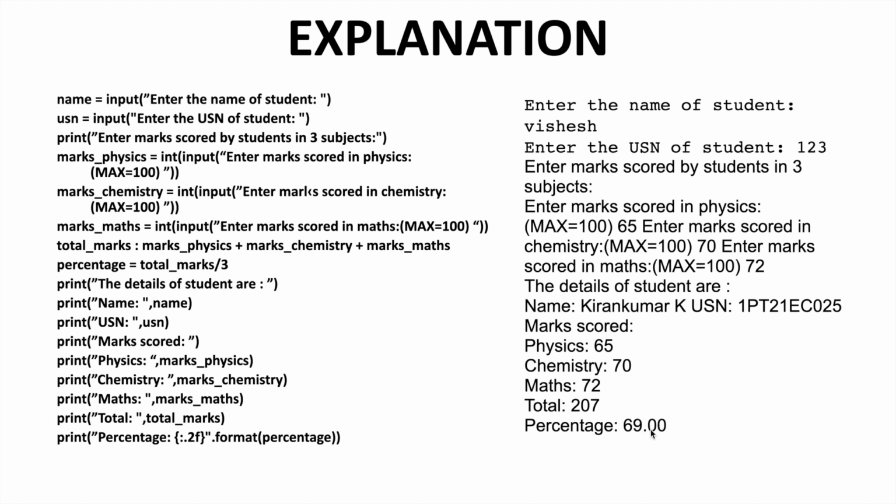After the decimal point, how many digits are allowed here? 00 is allowed. Only two digits are allowed. That is nothing but the format specifier. I'm specifying what format my result needs to be in. It should be in floating format, but after the decimal point it should allow only two digits. So this is a simple program to accept the student details, calculate the percentage by accepting the three subject marks, and display it.